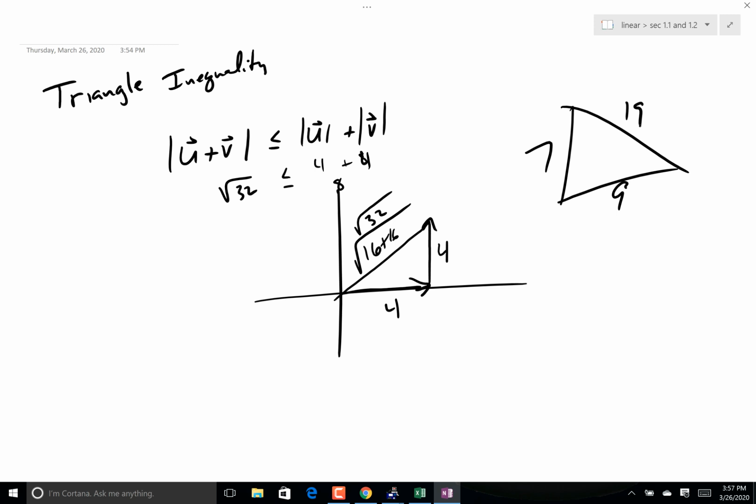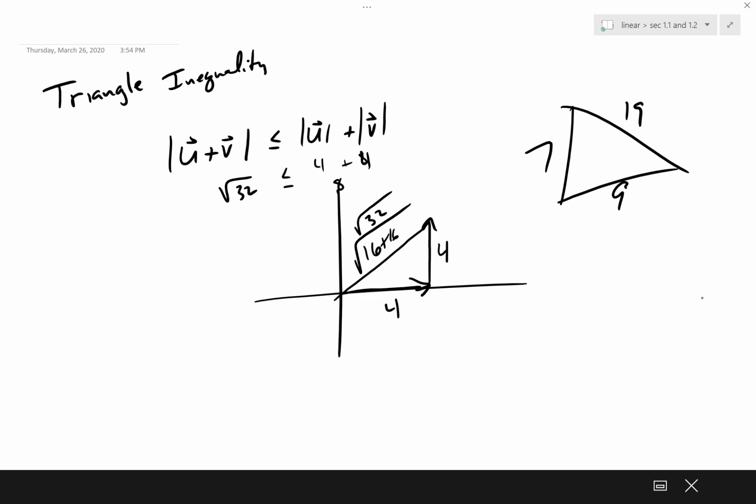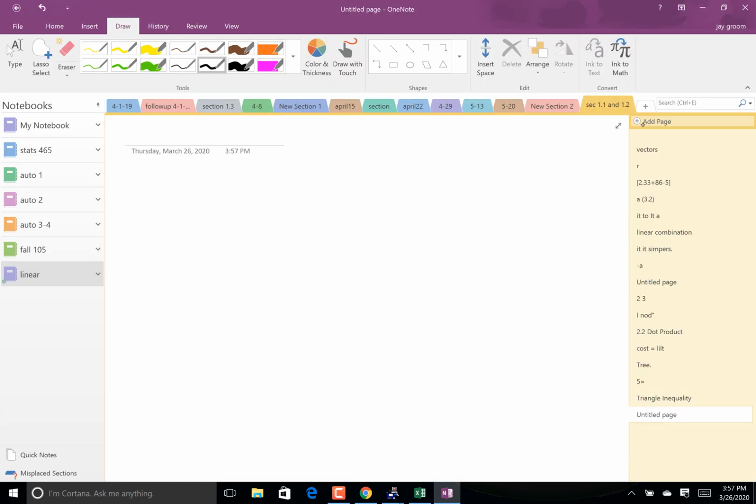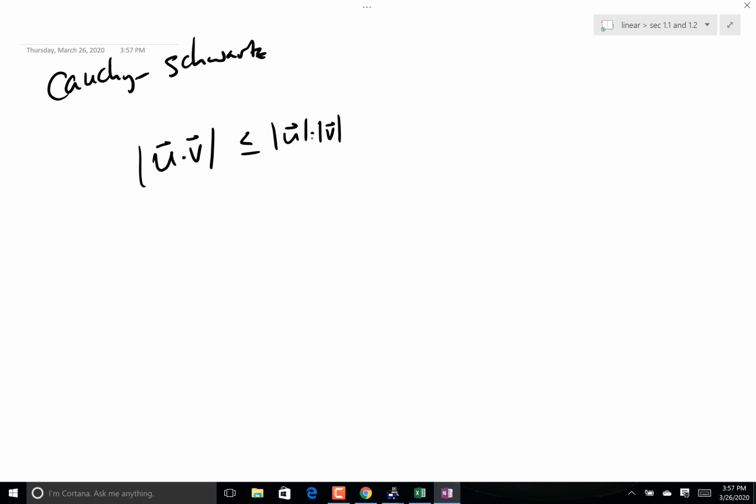So that wouldn't work, because if you took these two sides and straightened them out, they'd only come out to about there. They have to be longer than the third side. That's the triangle inequality. The Cauchy-Schwarz inequality is this one here: u dot v is less than or equal to the magnitude of u times the magnitude of v. Okay.